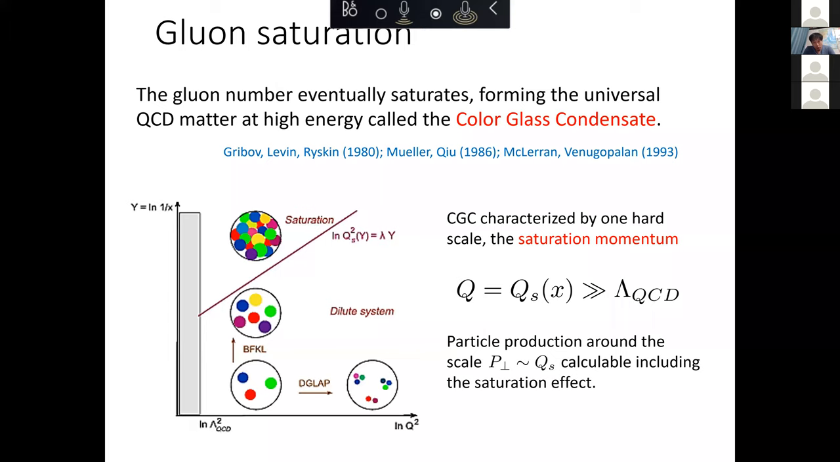So the idea has been around for quite a long time, almost 40 years by now, with the color glass condensate as the theory of the saturation phenomena. This is an often used cartoon: if you go to the small x region at fixed Q squared, the proton becomes more and more dense. At some point, there is a threshold beyond which the number of gluons saturates. This saturation domain is characterized by one momentum scale, called the saturation momentum, which is an increasing function of decreasing x. And if x is sufficiently small or the energy is sufficiently high, then this scale becomes perturbative and you can calculate the cross section in this regime.